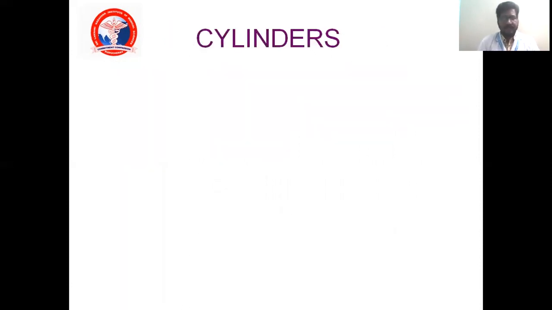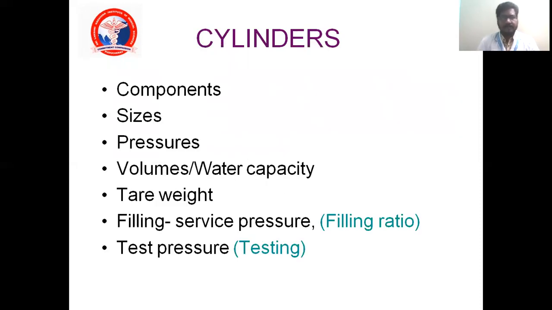And coming to the components of the high pressure system, it starts with cylinders. The cylinders range from A type to H type, H type being the large, very big cylinders, and it has the following components. It varies in different sizes, pressures, volume and water capacity, tare weight, that is dry weight, filling pressure, that is filling ratio, and test pressure.